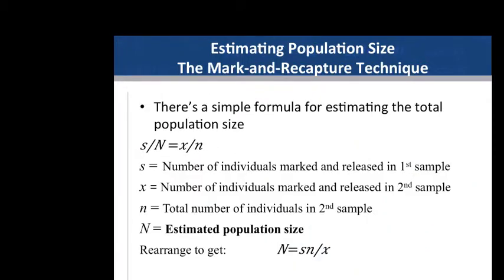So, an emphasis about this method comes with a whopping assumption, and that is marked individuals have the same probability of being captured as unmarked individuals. And so this is a simple formula for estimating population size. You rearrange it to get the estimated population would be the number of individuals marked and released in the first sample times the total number of individuals in the second sample divided by the number of individuals marked and recaptured in the second sample. And so that's how you can determine this population size. Again, you have this assumption that you have the same probability of capturing marked individuals as unmarked individuals.